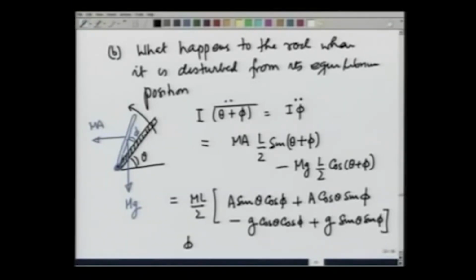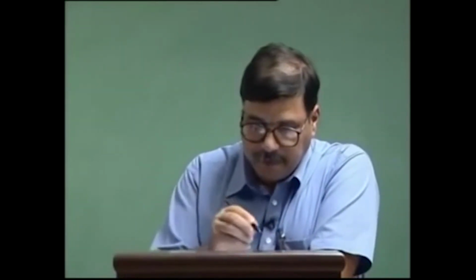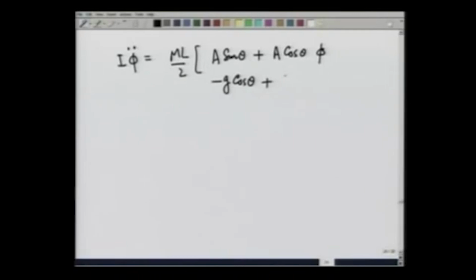Let us take phi to be very small, so that sine phi is almost phi and cosine phi is 1, and therefore, I get I phi double dot is equal to m L by 2 a sine theta plus a cosine theta times phi minus g cosine theta plus g sine theta times phi.